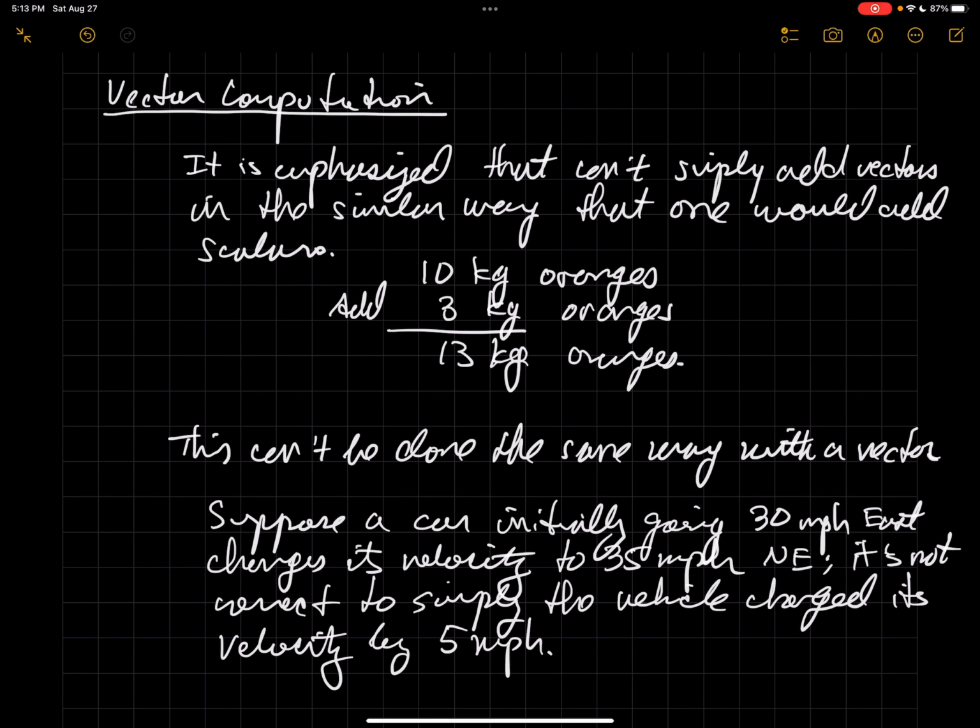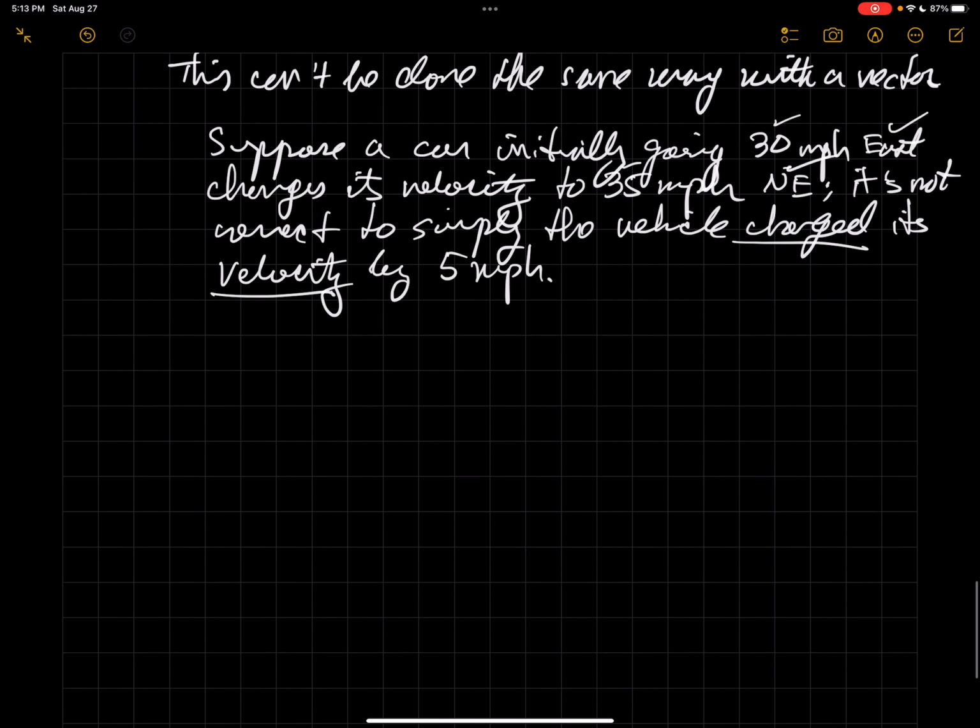In order to correctly characterize how the vehicle changed its velocity, not only would you have to determine the change in magnitude, but you'd also have to determine the change in direction. And so the change in velocity of the vehicle is both a magnitude component as well as a direction component, okay? Okay, so how do we actually define this, and how do we come up with a practical means of being able to calculate changes in vectors and do simple things such as vector addition, okay?